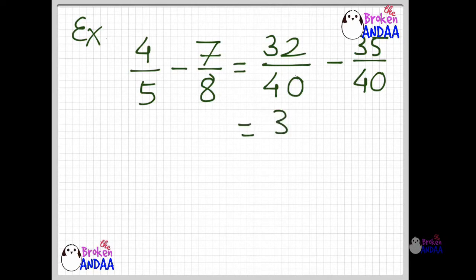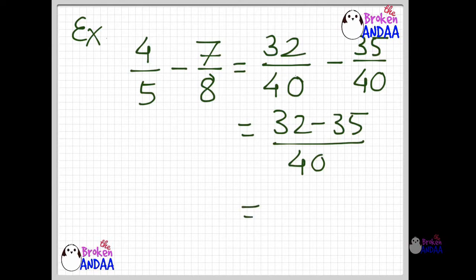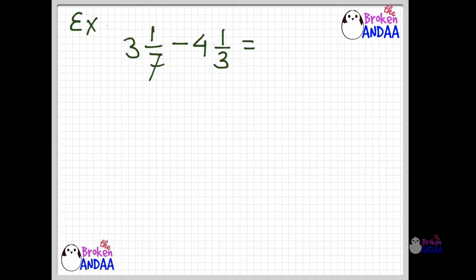As denominators are the same, we can subtract the numerators, 32 minus 35 upon 40, and we have minus 3 by 40 as the answer. Now let the two numbers be given as mixed numbers. If two mixed numbers are to be added or subtracted, convert them into improper fractions. Now this 3 1 by 7 can be written as 7 threes are 21 plus 1, 22 by 7, and then this 4 1 by 3 can be written as 3 fours are 12 plus 1, 13 divided by 3.